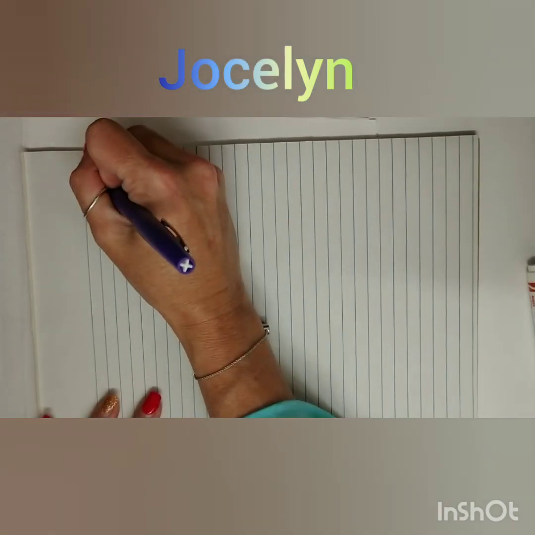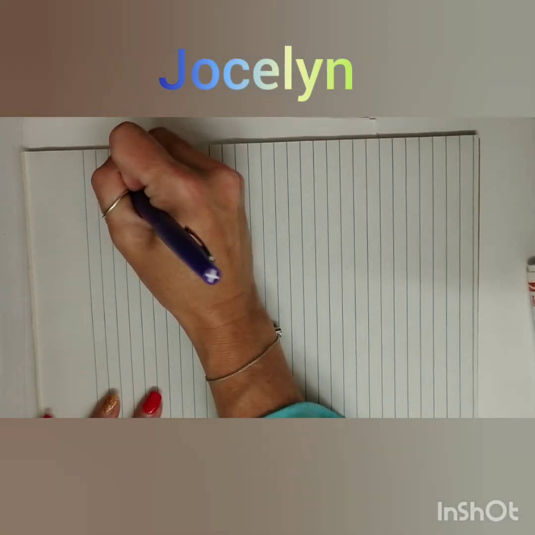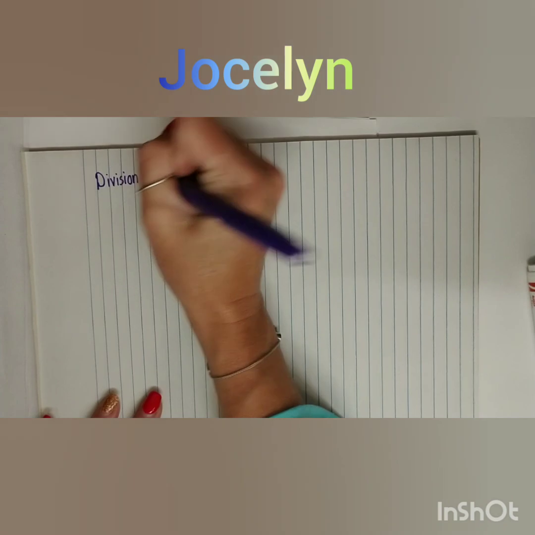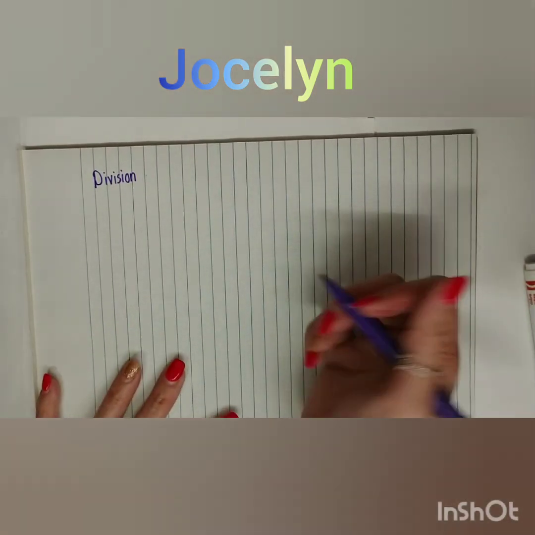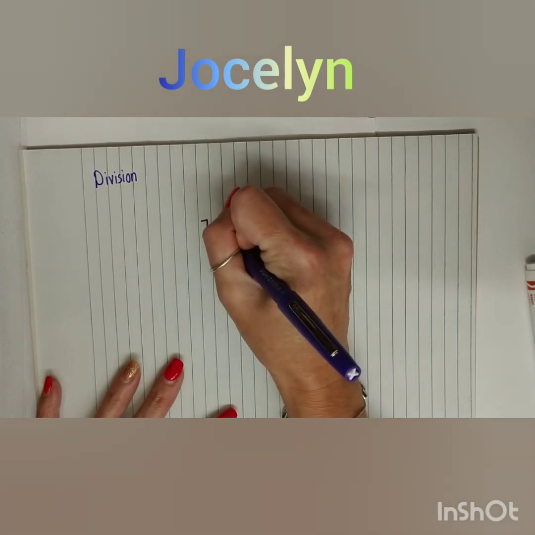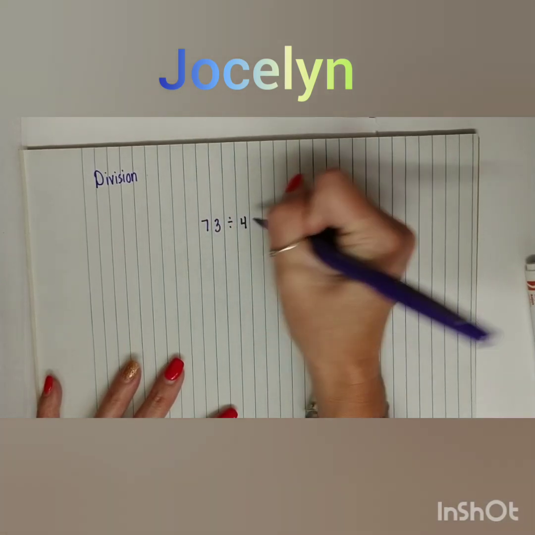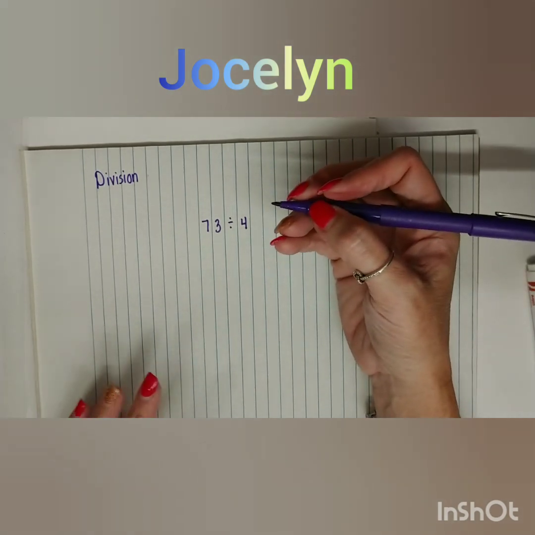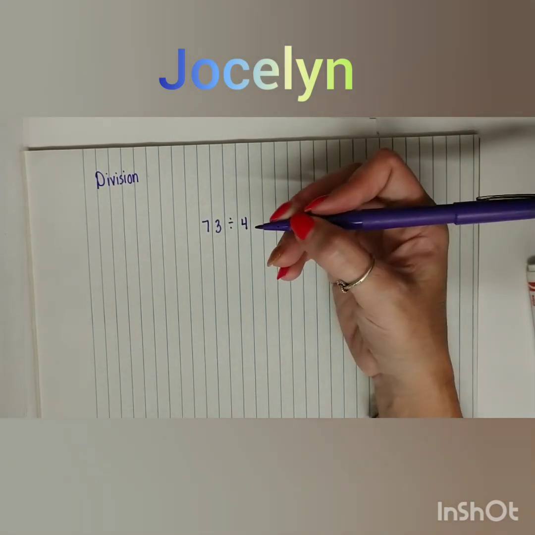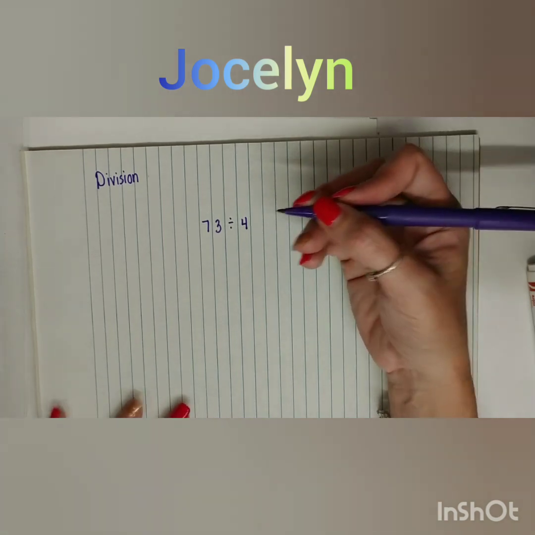So we want to go over division, and I did this with you in class, so you should have an idea, but I want to go over it again. So let's say we have 73 divided by 4. All right, so if you know your multiplication facts, it's really easy, but we are able to solve division using friendly numbers or partial quotients.